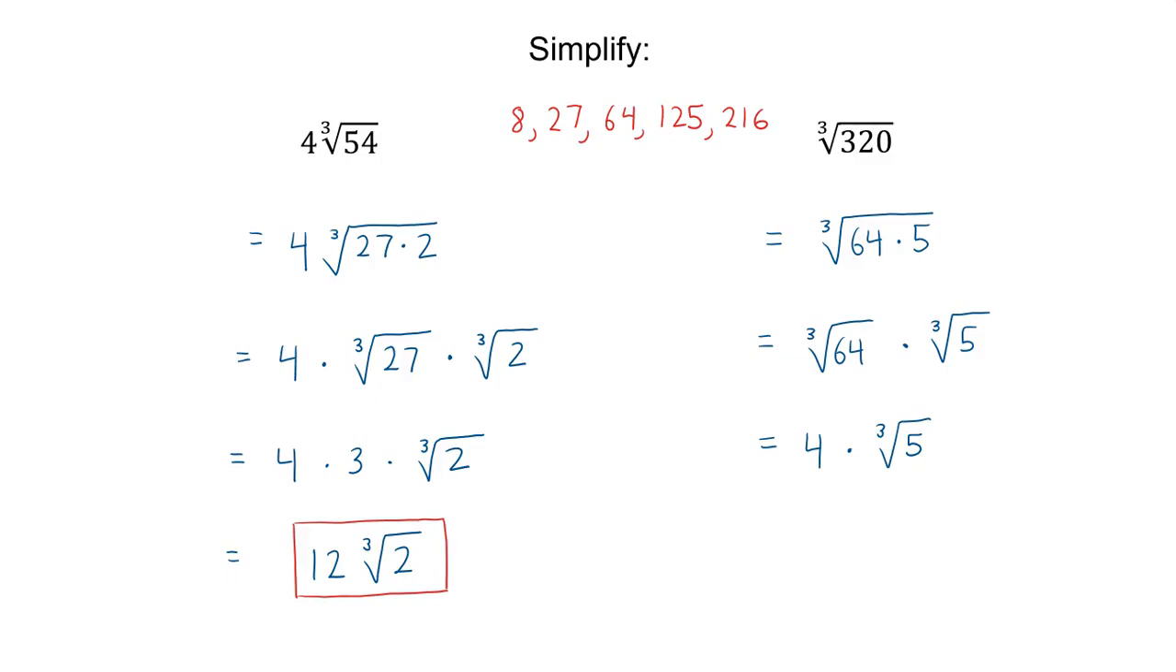Now we have to direct our attention to the cube root of 5. Is that a fully simplified radical expression? 5 is not a fraction. It's not negative. The cube root of 5 is not in the denominator of a fraction. And 5 is not divisible by any perfect cube other than 1. So our radical expression is fully simplified. So the cube root of 320 is the same thing as 4 times the cube root of 5.